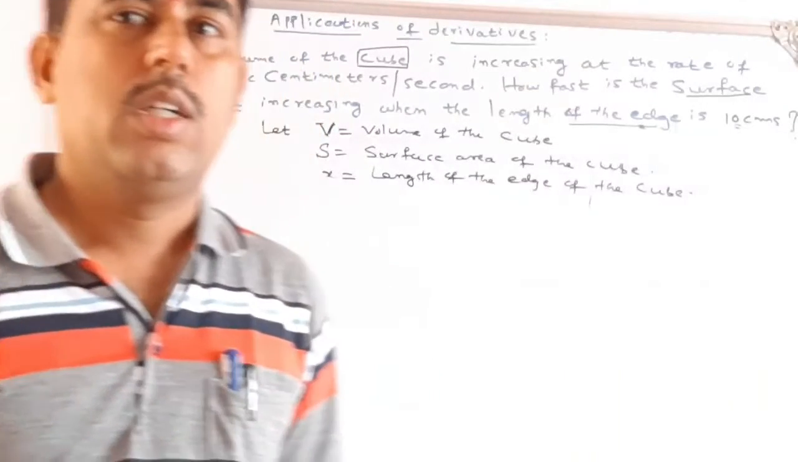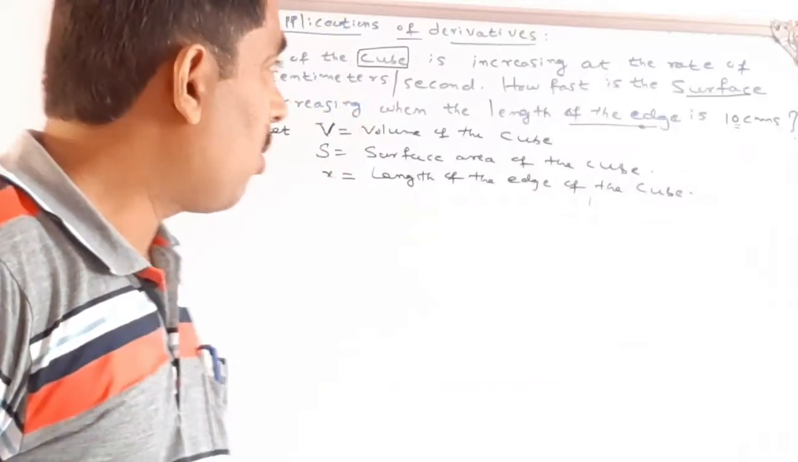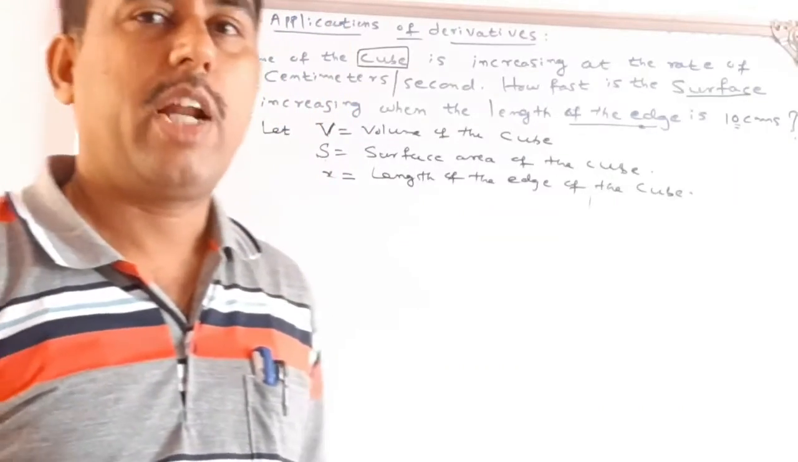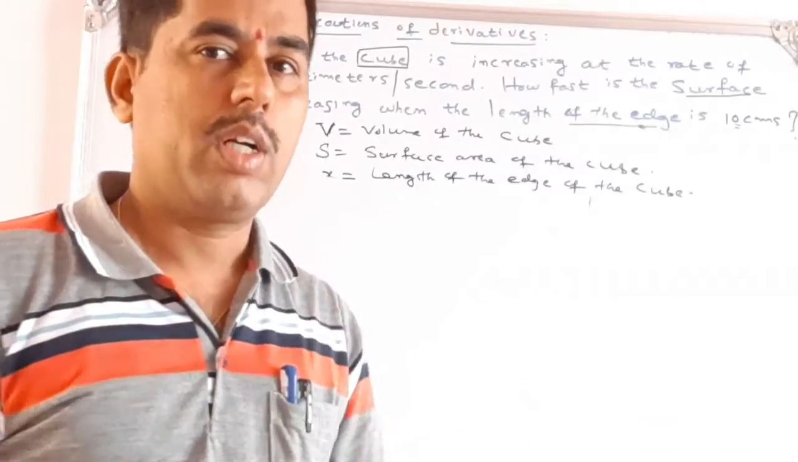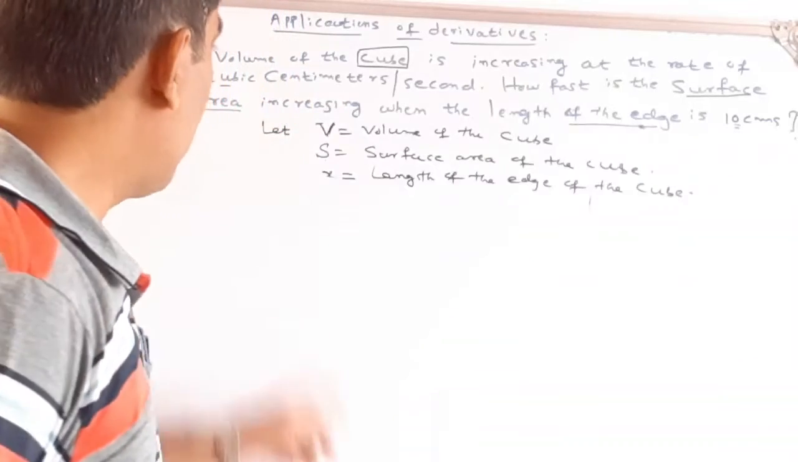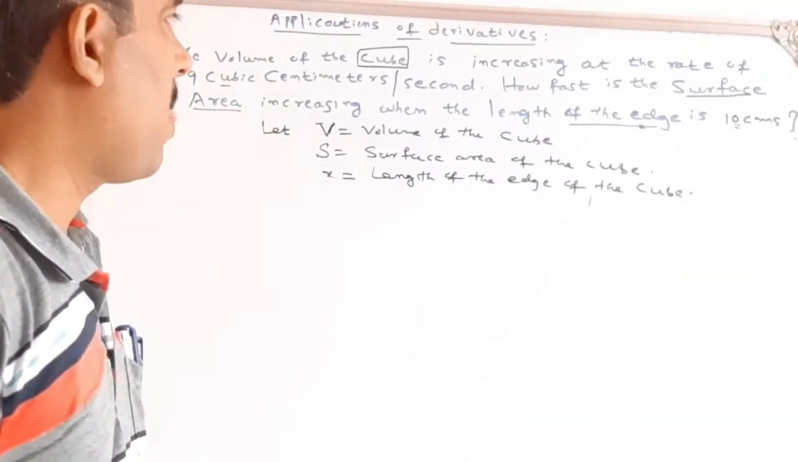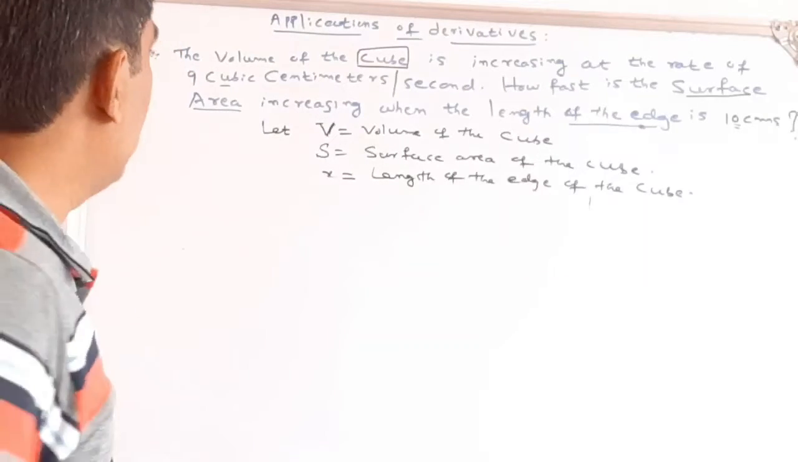Welcome to the class. In our previous class, we discussed some of the problems on applications of derivatives, that is, rate of change of one quantity with respect to another quantity. So in this class, let us continue to consider some more problems. I have written one problem on the board, so we can give it the continuation number.